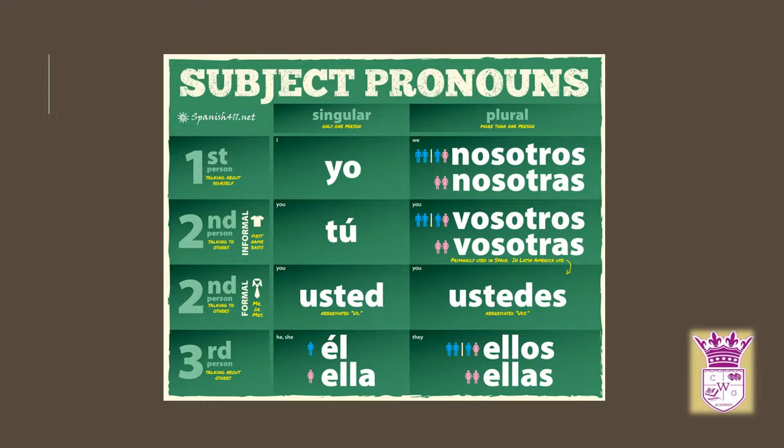In Spain, you all would be vosotros o vosotras. The formal form in Spain of you all is ustedes. Ustedes is used as the you all throughout Latin America, where vosotros is not readily used. The third person plural, ellos or ellas, which means they. Ellos if there are any men, and ellas if there are only women.